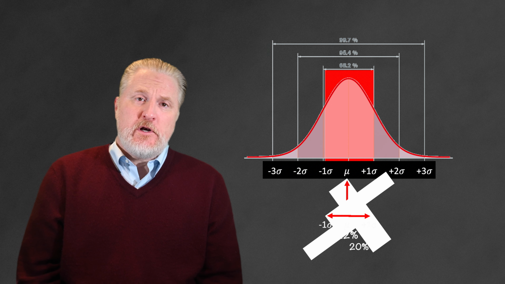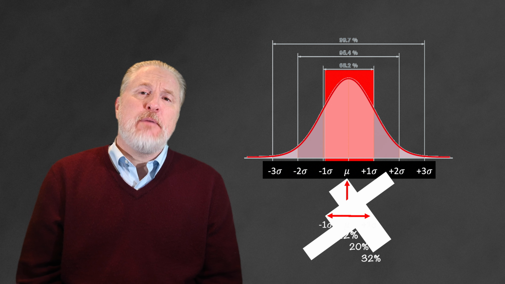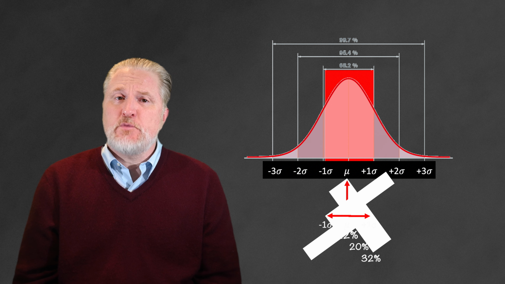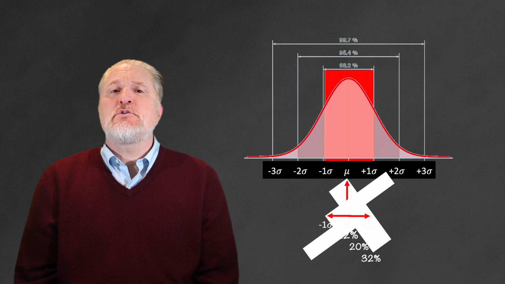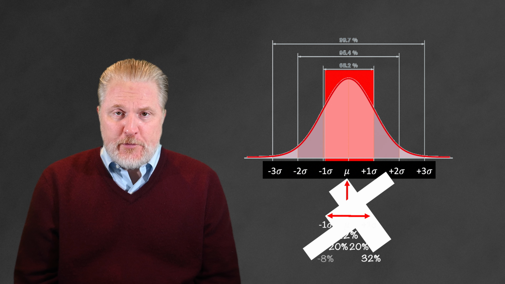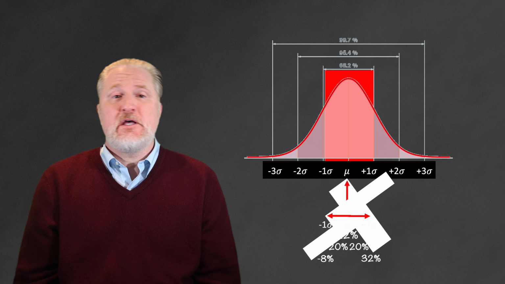That means we can add 20%, the standard deviation, to the mean of 12% and say that the upper bound of the 68% of observations within one sigma of the mean is at 32%. We can also subtract 20% from the mean of 12% and conclude that the lower bound is at an 8% loss, which is 12% minus 20%.